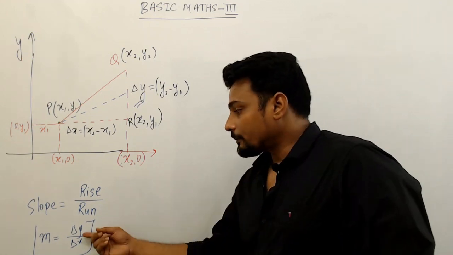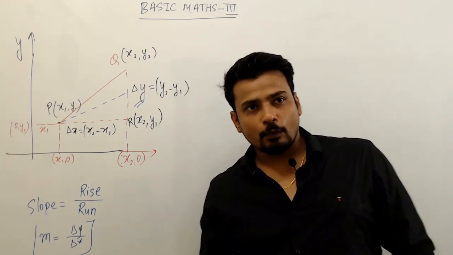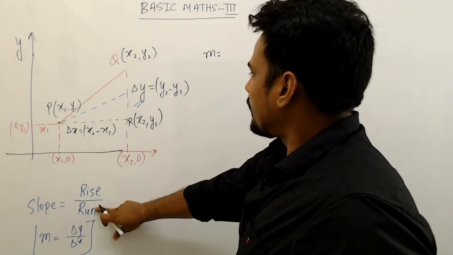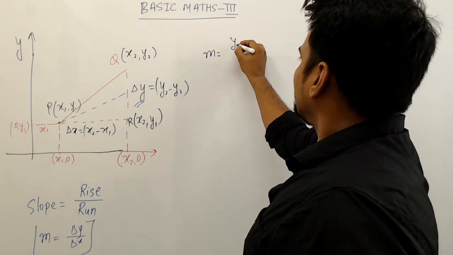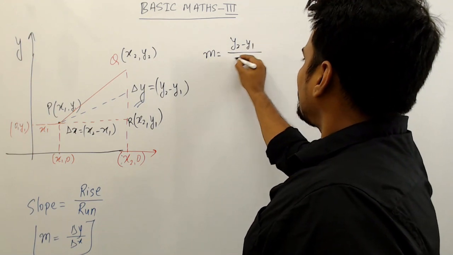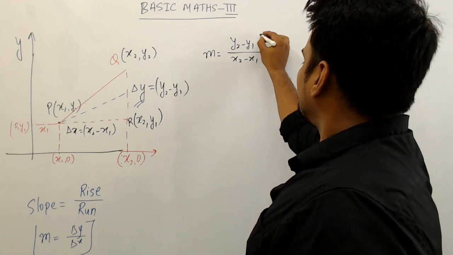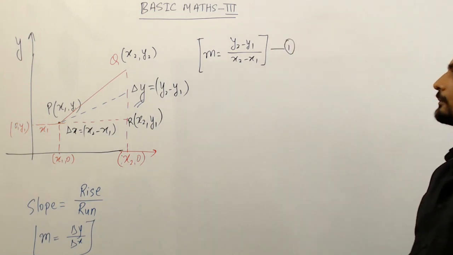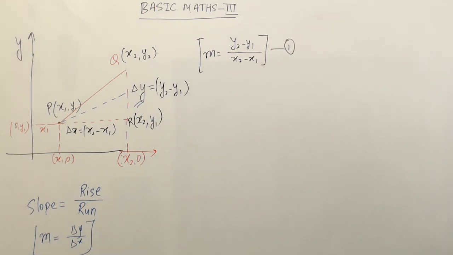If I want to put it across in terms of the coordinates of the points, then the slope would be written as delta y, which is y2 minus y1, upon x2 minus x1. So this is one way we can find the slope. But that's not the only way in which we can find a slope.